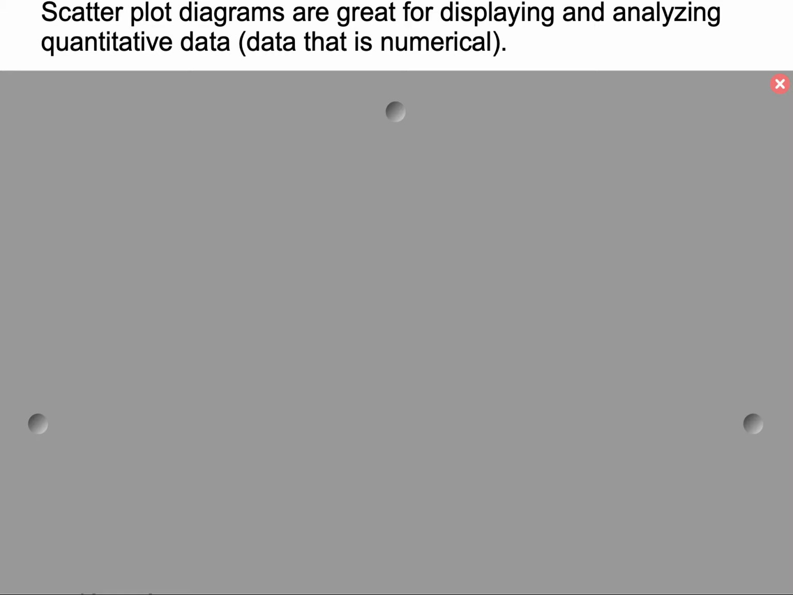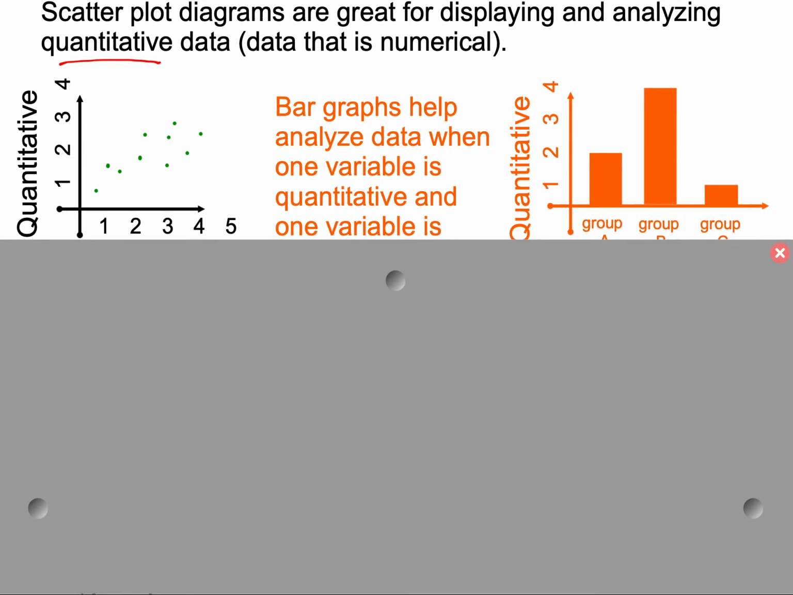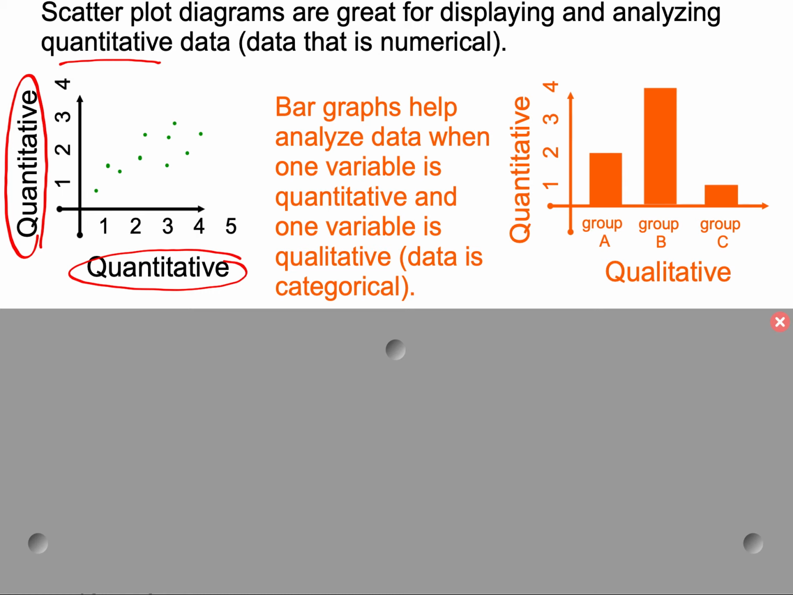Alright, first bit of review. Scatterplot diagrams are great for displaying and analyzing quantitative data. Now the word quantitative just means data that is numerical. So there's numbers involved. Let me display a couple of graphs that you should be familiar with. First, the scatter plot. Both the x-axis variable and the y-axis variable are quantitative here. I don't have them labeled with anything specific because I'm just talking about the fact that they are numbers. And we can look at positive, negative correlations, no correlation, that sort of thing.